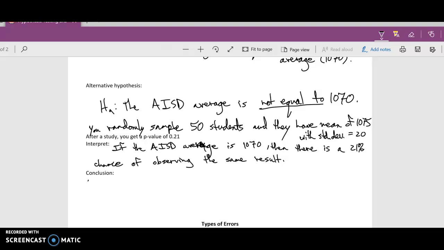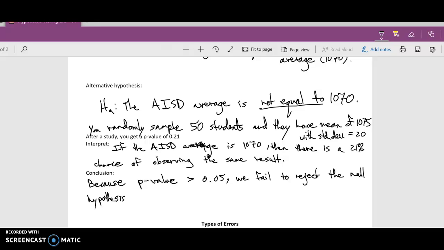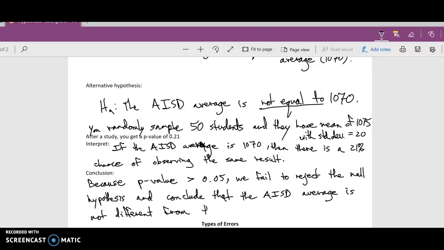So for our conclusion, because the p-value is greater than 0.05, we fail to reject the null hypothesis, and conclude that the AISD average is not different from the national average.